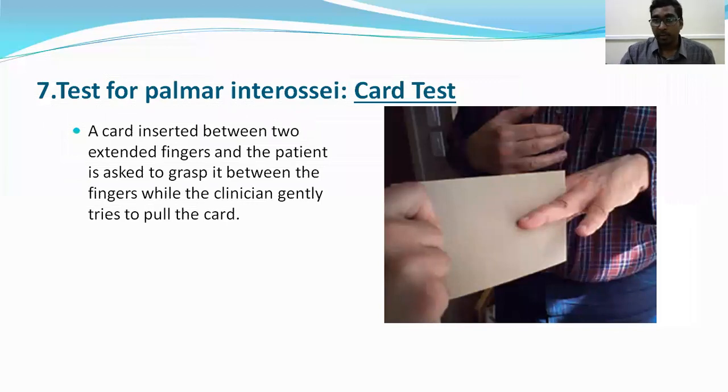Test for palmar interossei. Palmar interossei means you have to do like this. This action, keeping the fingers together. Again, this is the AC remote. You have to keep a finger like this, and ask the patient to hold this. You have to pull it. So with the help of palmar interossei, he is tightly holding this. This is called the card test.